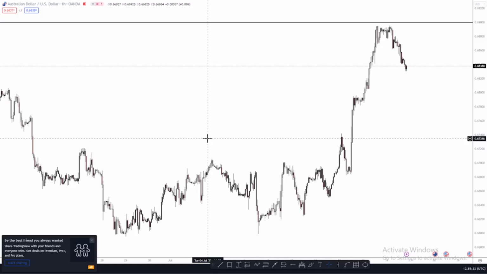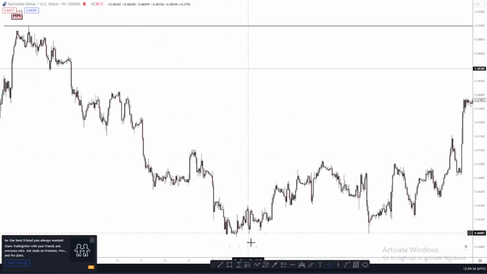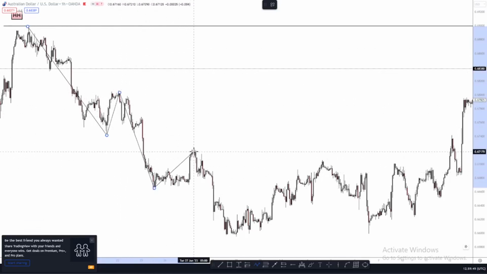You get me? So if you are to go back in time, let's identify our H1 market structure. So starting from here, what do we see? We see price form what? A lower low, a lower high, a lower low, a lower high, a lower low.